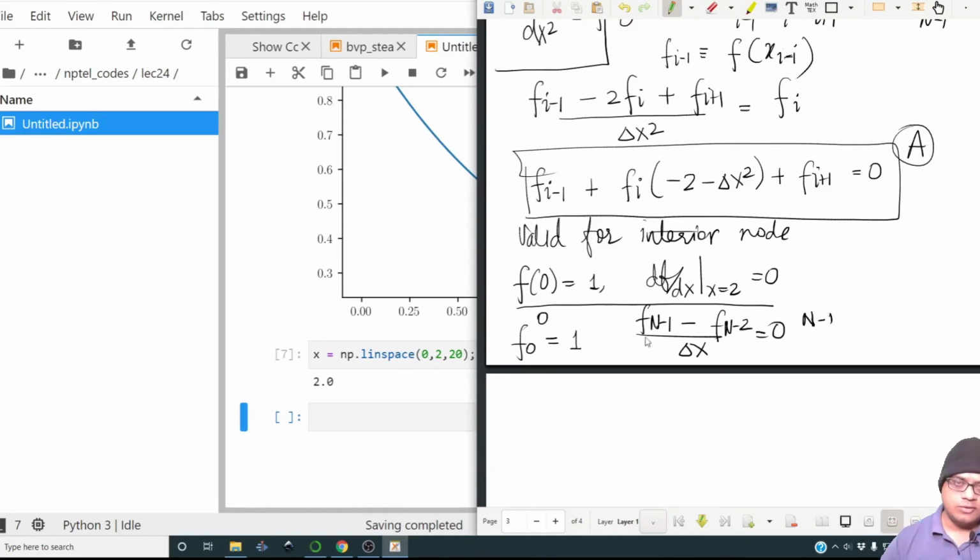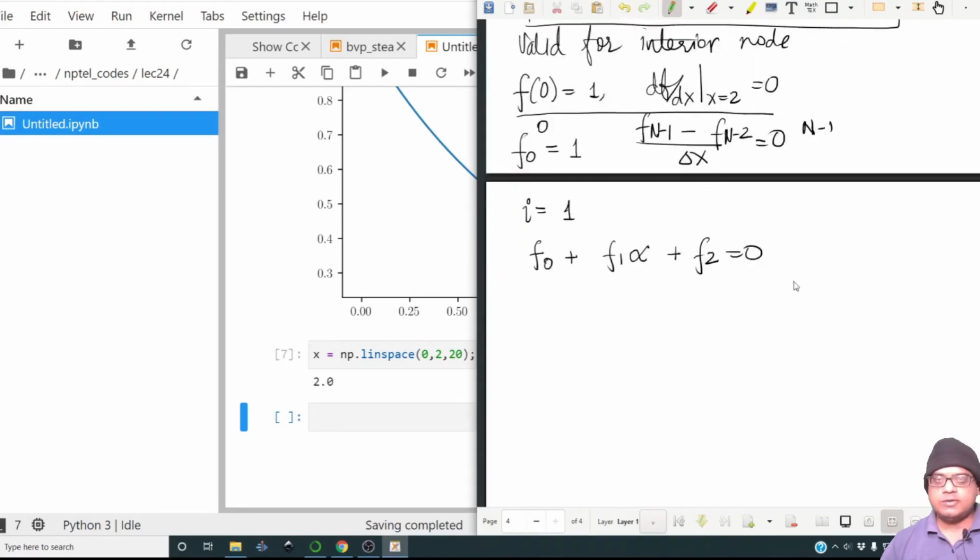And what about the inner nodes? Let me substitute I equal to 1 over here. So what do I have? I have f0 plus f1 times alpha. Let me call this alpha, because it's not going to change over the equations, because we will have a regular grid, meaning delta x is not changing across various locations on the grid. That kind of a grid is called a uniform grid or a regular grid, no problem. So it's going to be f1 times alpha plus f2 equal to 0.